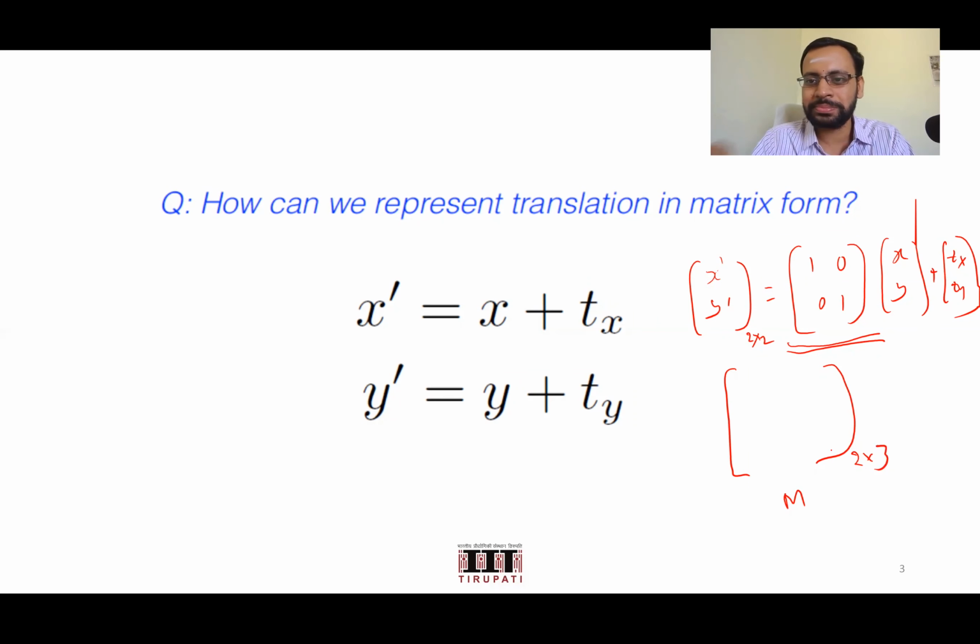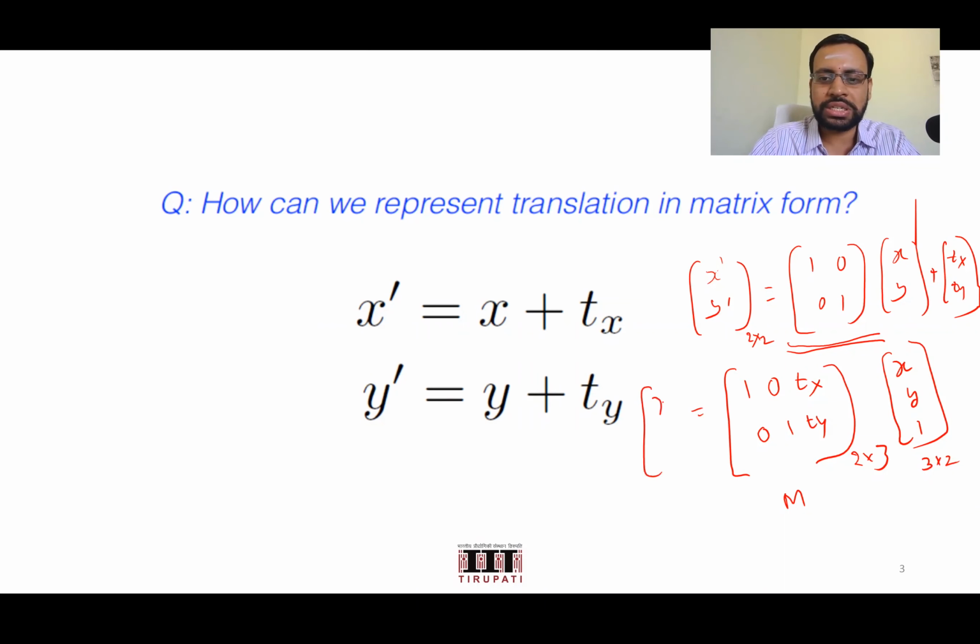It will be 1, 0 and tx. And then 0, 1 and ty. Very good. And we'll have x, y and 1. Excellent. That's the solution. This is what I was expecting. And this is equal to, now you could see this is 3 cross 2, right? And that would give you essentially x dash, y dash.